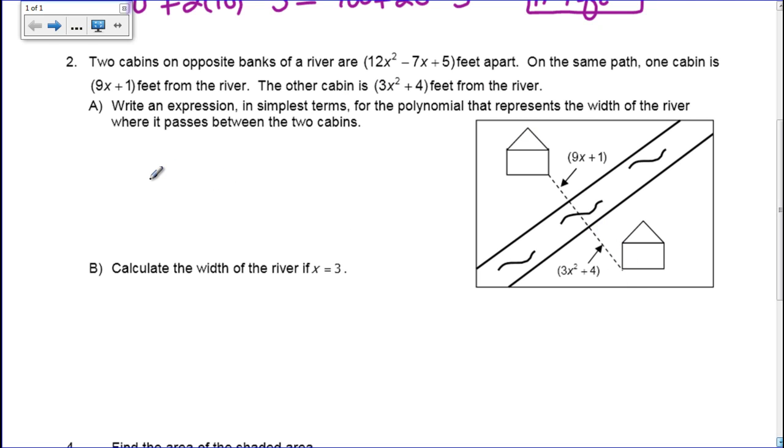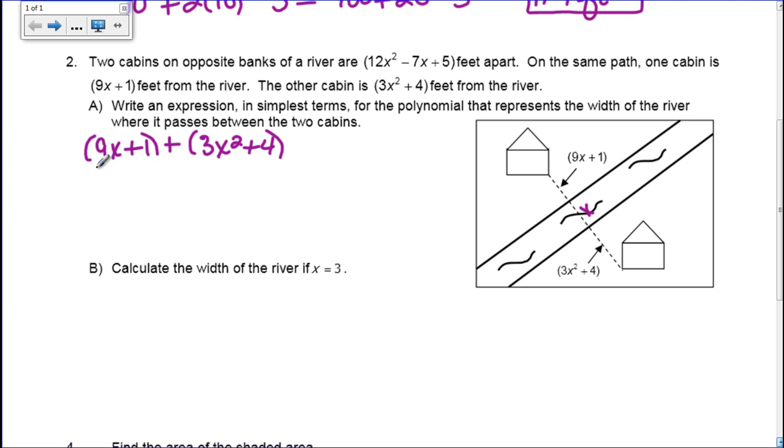We have to, part A, first of all, write an expression in simplest terms for the polynomial that represents the width of the river. So what I know right now, I know the entire distance. I also know from cabin to river and from cabin to river. I need to find this piece right here, this little missing piece in the middle. That's what I want to know, okay? So what I'm going to do first is add up the things that I do know. I know that one of them is this far from the river, and the other one is this far from the river. And so I'm going to put these two polynomials together so that I have one polynomial to represent their distances together from the river.